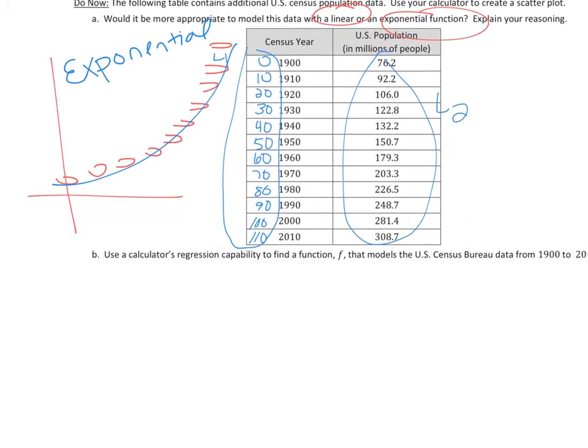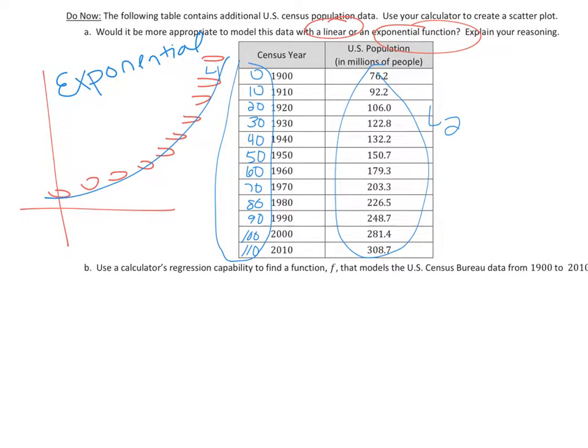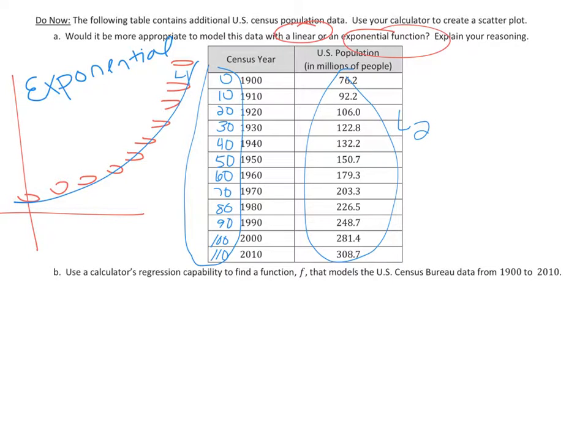The next thing it says is use your calculator's regression capability to find function f that models the U.S. Census Bureau's data from 1900 to 2010. What you're going to do right now is go to your calculator, press Stat, press Calc, and then choose the function rule that has exponential reg, because we just decided that it's an exponential regression.